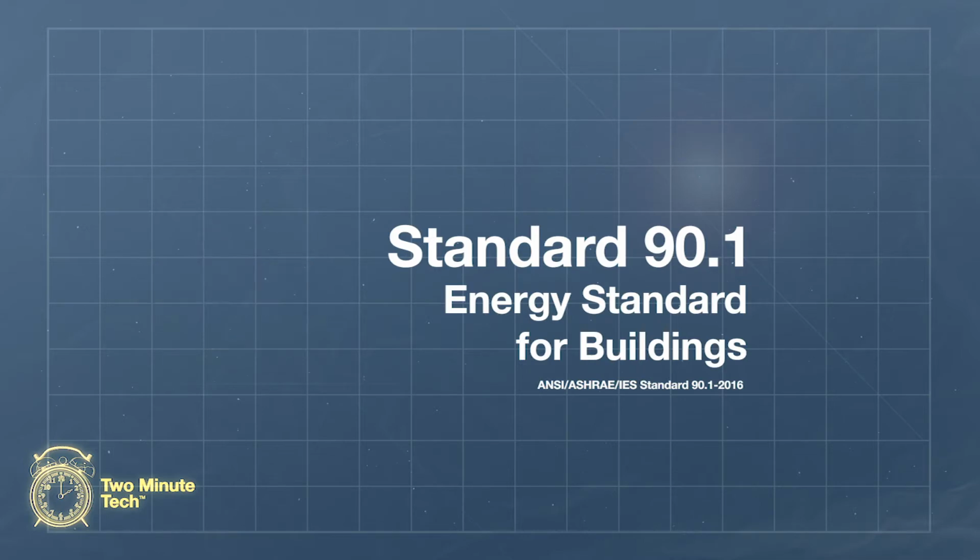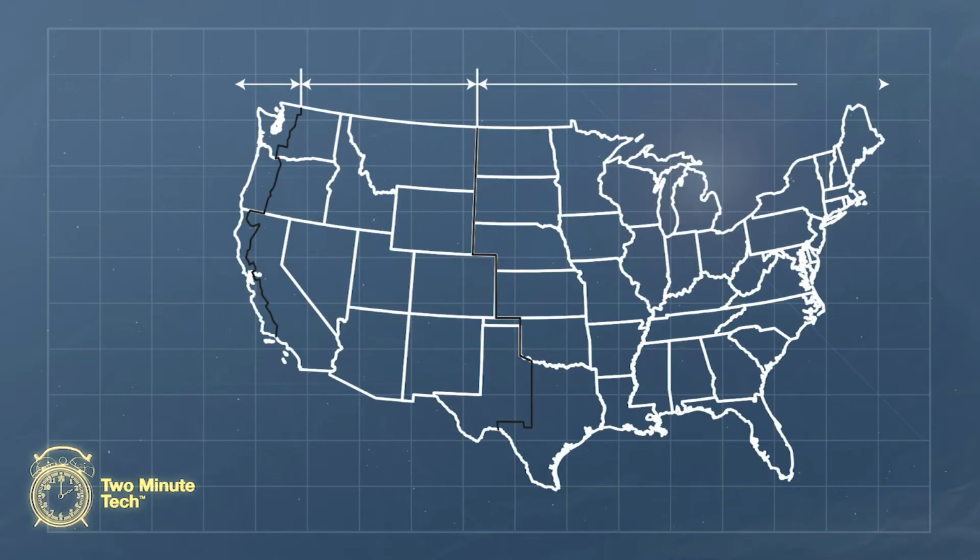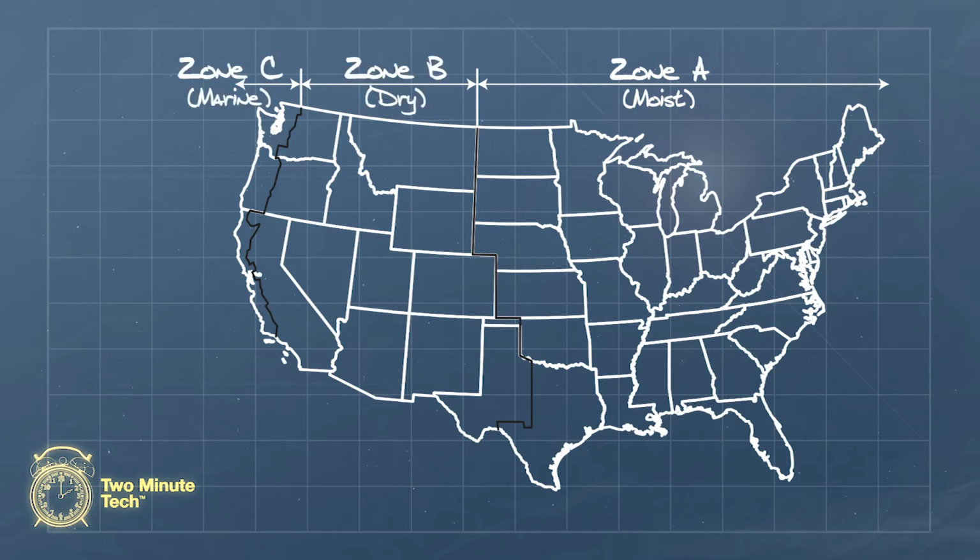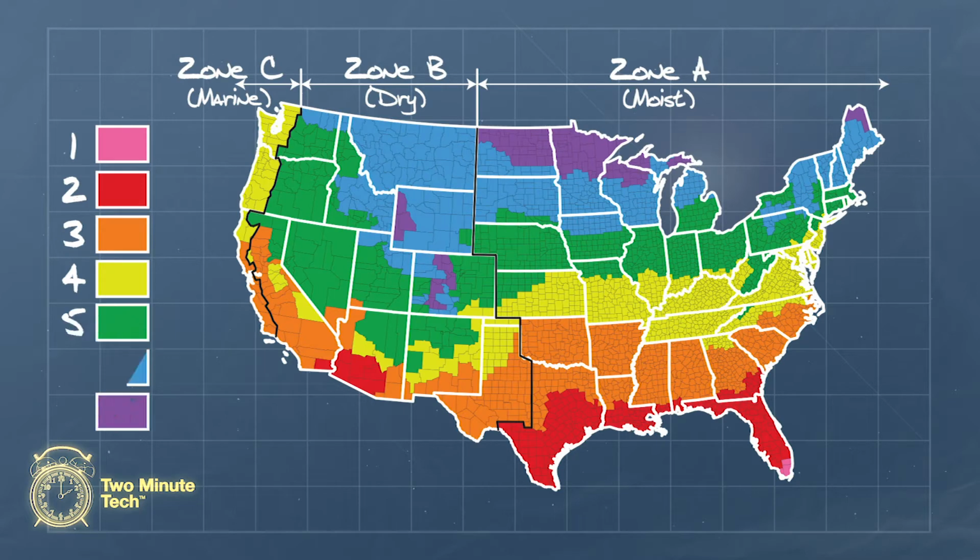The standard divides the United States into 3 humidity categories: Zone A, the moist; Zone B, the dry; Zone C, the marine; and 8 climate and temperature zones 1 through 8. 2 points determine the climate zone. For example, Atlanta, Georgia would be climate zone 3A, and San Francisco would be in zone 3C.